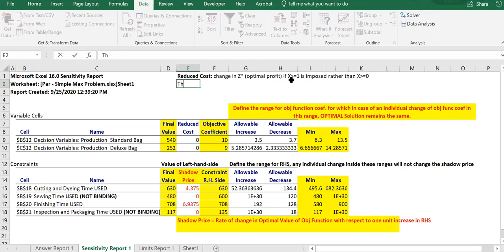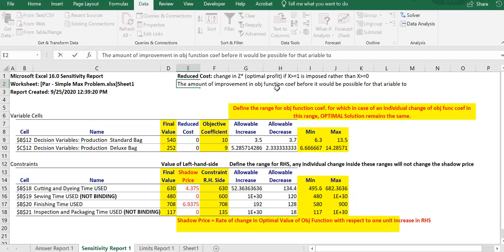Or in other words, this is the amount of improvement in the objective function coefficient before it would be possible for the corresponding variable that we're talking about to assume positive values in the optimal solution.